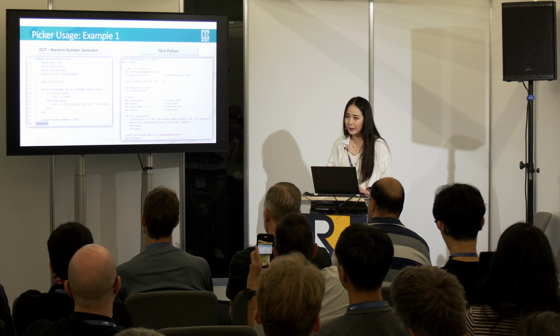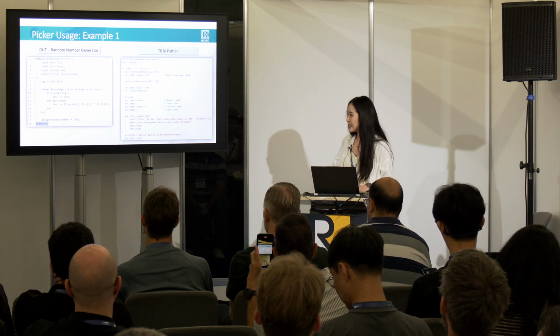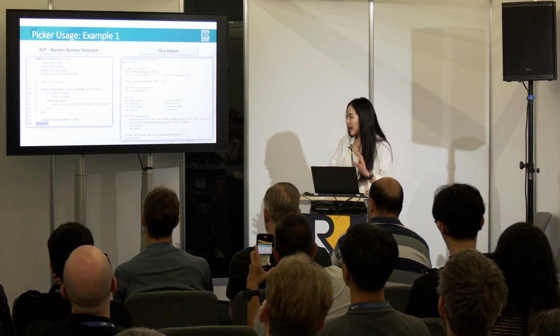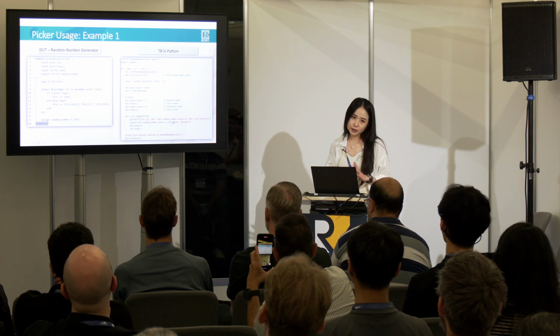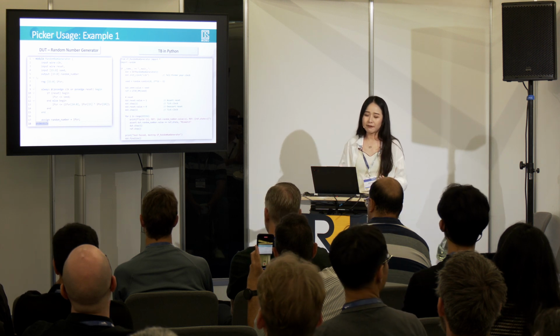In this for loop, it basically runs whatever number of test cases you want. And we compare the results from the DUT against the reference model. If there are any mismatches, it asserts errors.